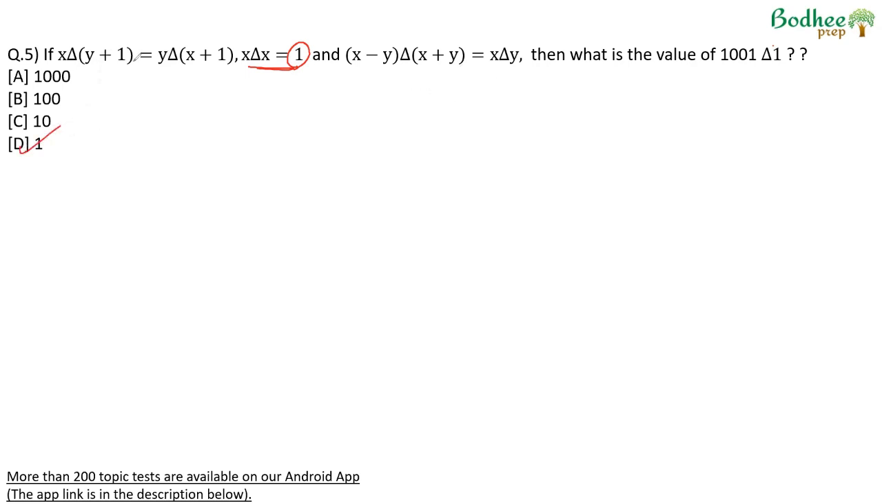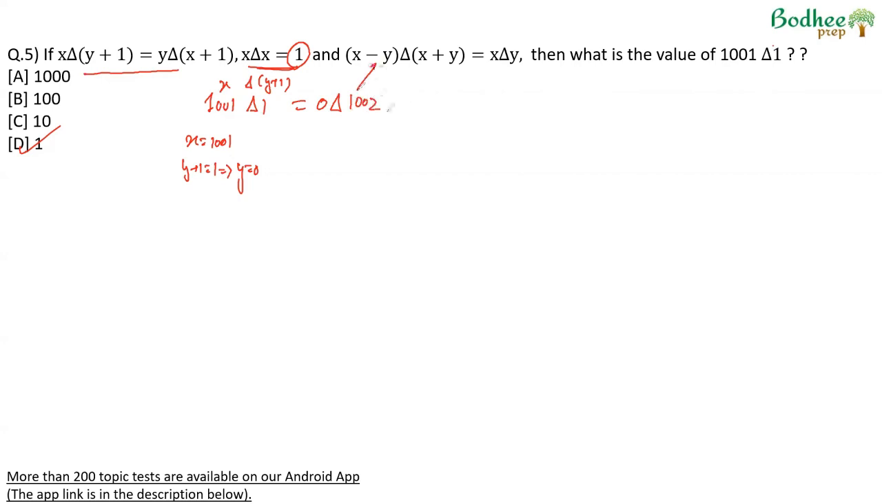Now, if I try to look at the three identities, the only identity that seems applicable is this one, because here x minus y will be a value less than x plus y, whereas here we have a value which is greater on the left hand side, smaller on the right hand side. So 1001 delta 1 I am taking as x delta y plus 1. So here x becomes 1001, y plus 1 becomes 1, which means y is 0. So the value of this will be y, which is 0, delta x plus 1, which will become 1002.